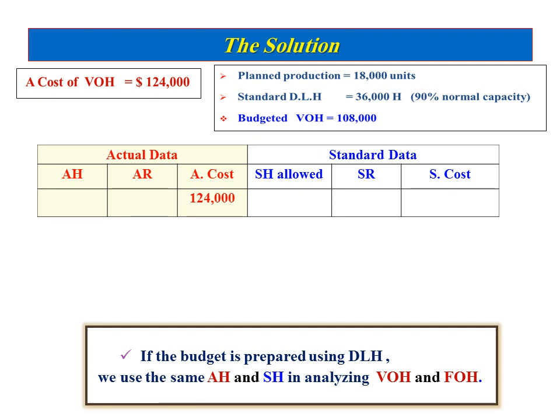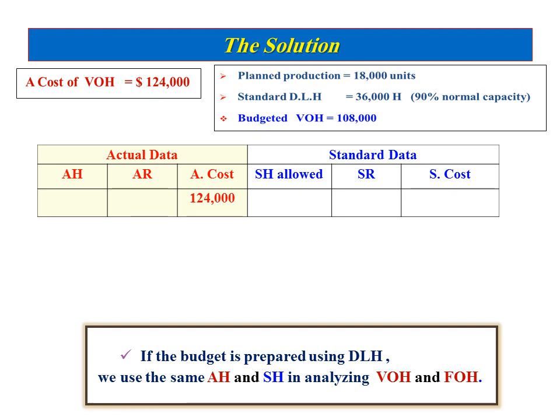if your budget is according to machine hours, here you have to calculate actual hours and standard hours for direct labor only when you analyze direct labor variance analysis, okay? And you have to recalculate again actual hours and standard hours using machine hours if your budget is according to machine hours when you analyze the variances of variable overhead and fixed overhead.